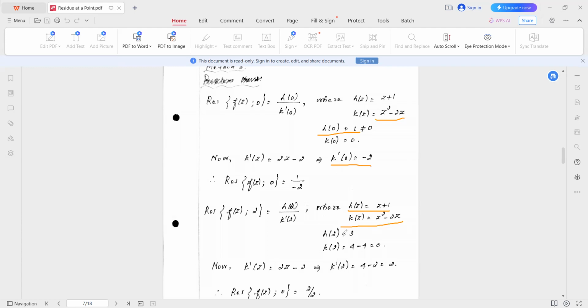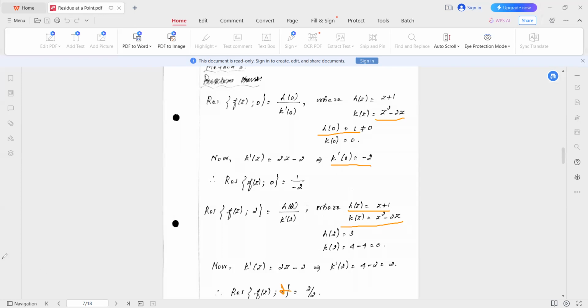So it satisfies the given condition. Therefore, residue of f of z at the point 2 is equal to h of 2 by k dash of 2. Here we need to find k dash of z. So what is k dash of z? 2z minus 2. So from this, k dash of 2 is nothing but 2 into 2, 4 minus 2, is equal to 2. Now we have found the value of h of 2 and k dash of 2. Substitute this, we get residue of f of z at the point 2 is 3 by 2.